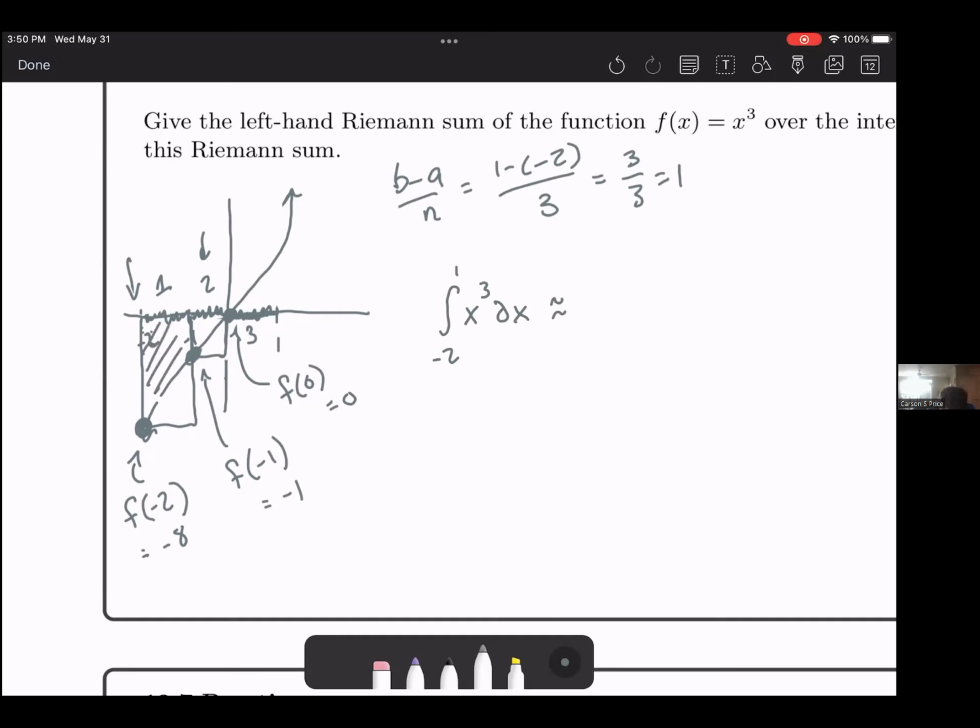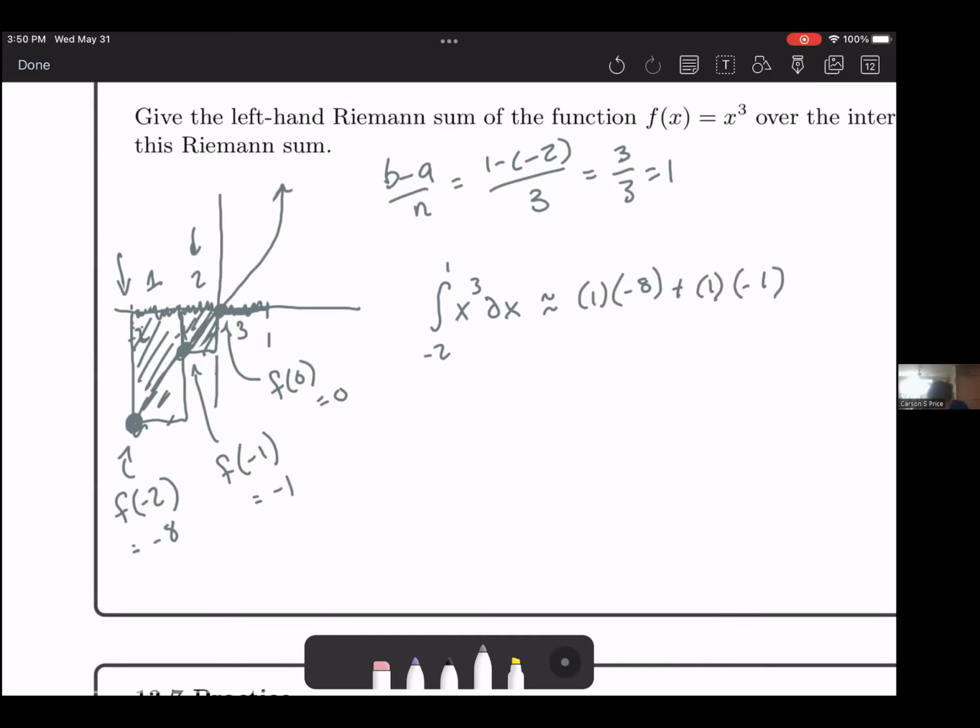So our first rectangle has a base of 1 and a height of -8. Our next rectangle has a base of 1 and a height of -1. And our last rectangle, 0 height. So just to keep with the pattern, it has a base of 1, but the height is 0. All right, so the algebra, we get -8 minus 1. That gives me -9. So we get negative area because the area is underneath the x-axis.